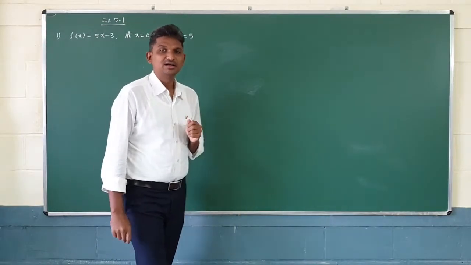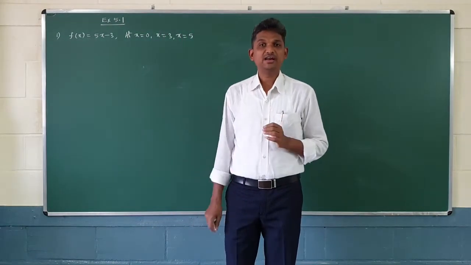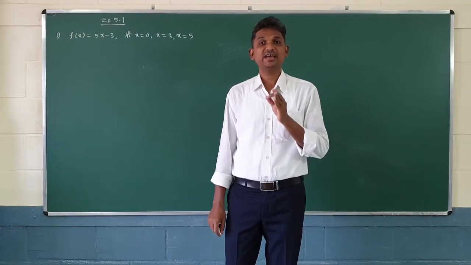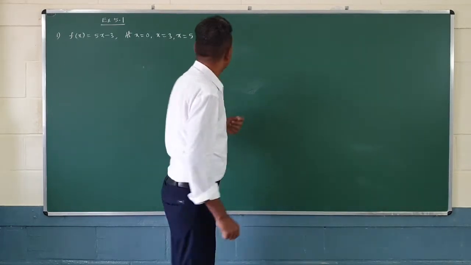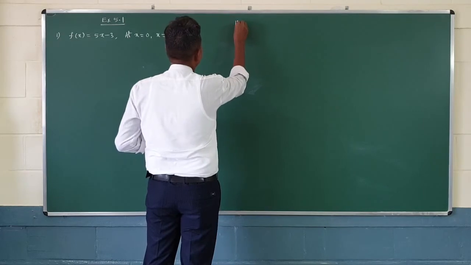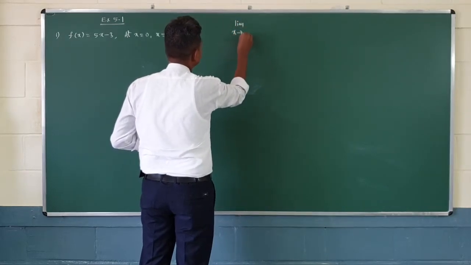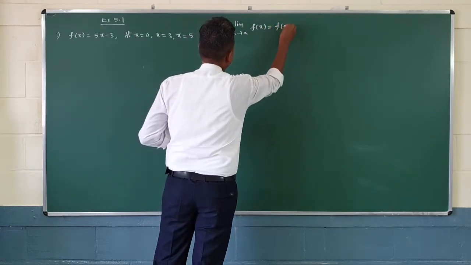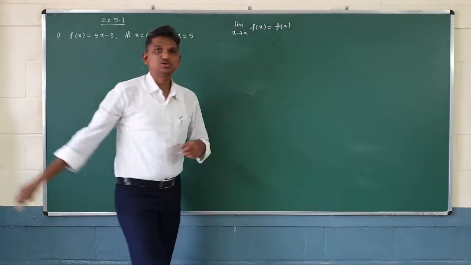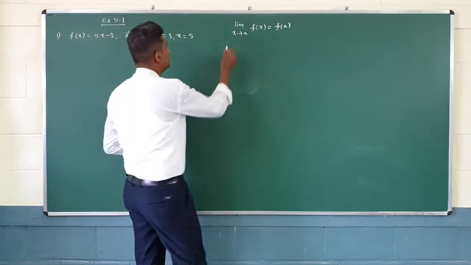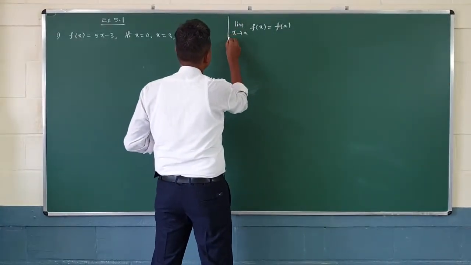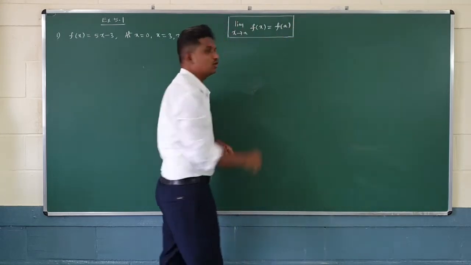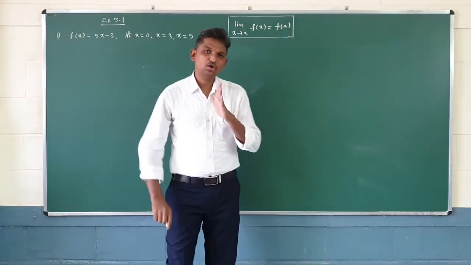Hello everyone. In the last class, we learned that when we say a function is continuous at x equal to a, what we learned is: if the limit as x approaches a of f of x equals f of a, then we say the function is continuous at x equal to a. This is the hero of the story.